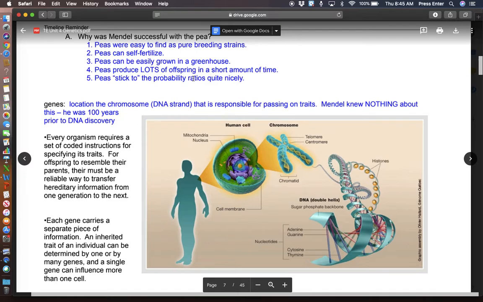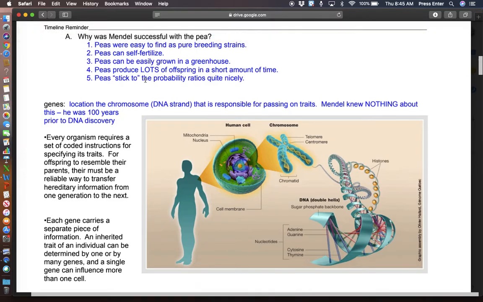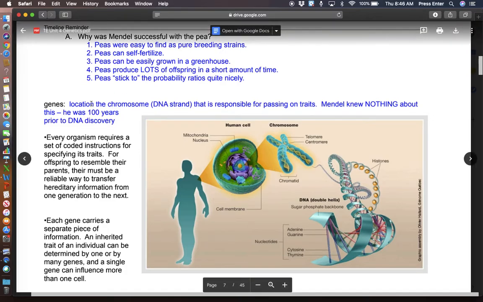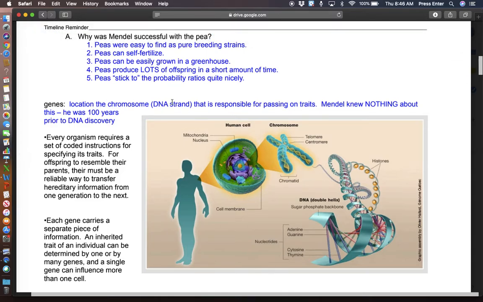Now, Mendel didn't understand this. He didn't understand why it stuck to the probability ratios nicely. That wasn't discovered until the 1920s, when they found his work and started to analyze it. So what he didn't really understand was genes. Genes are a location on the chromosome, as it says right here, and I know the screen keeps going different. It's a location on the strand of DNA that's responsible for passing on the traits.